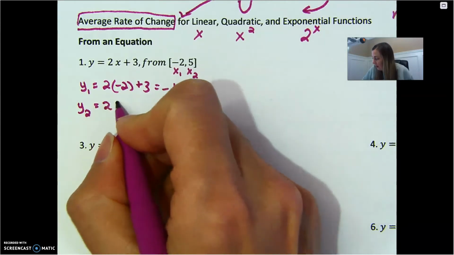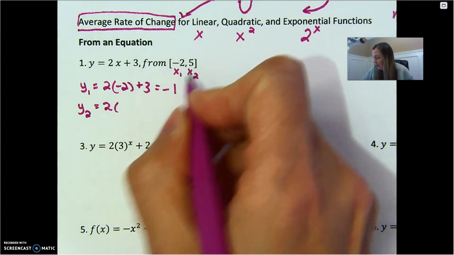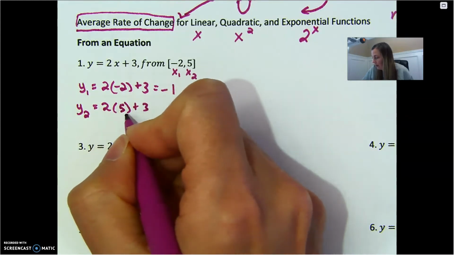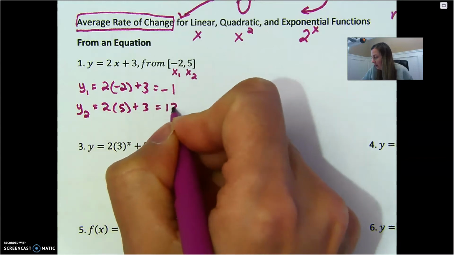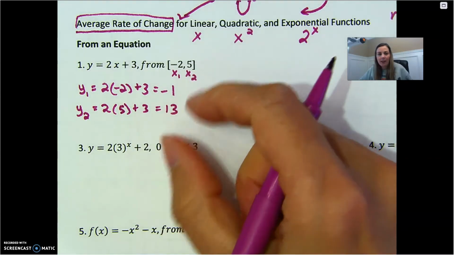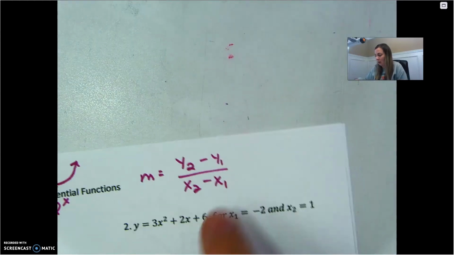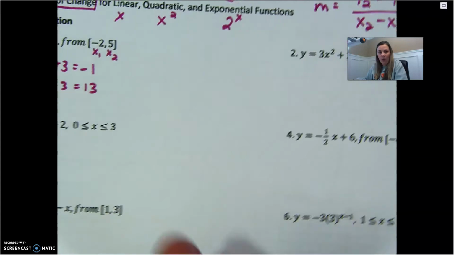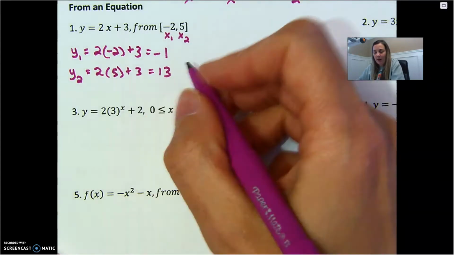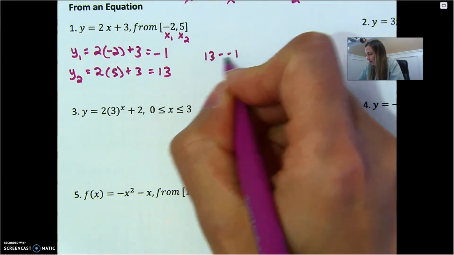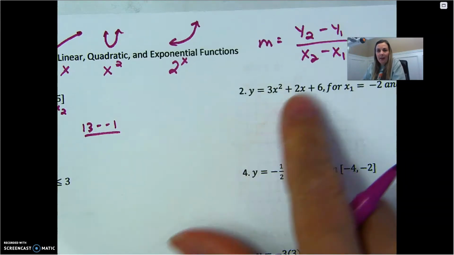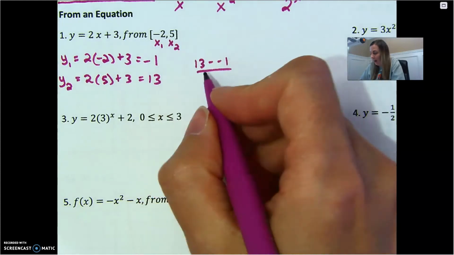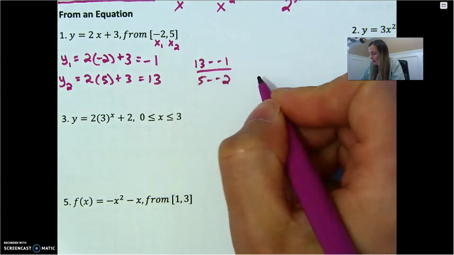Now we can figure out what our second y is. All right, so we want to put in this second x, which is 5. So 2 times 5 is 10. 10 plus 3 is 13. So now that we have our x's and our y's, we can do this formula right here. So we want to put the y's on top. So the y's would be 13 minus -1. Then we're going to put the x's on bottom with subtraction. So the x's is 5 minus -2.